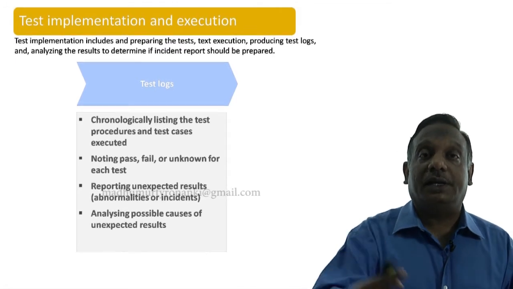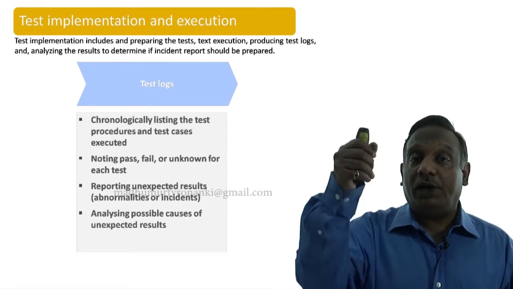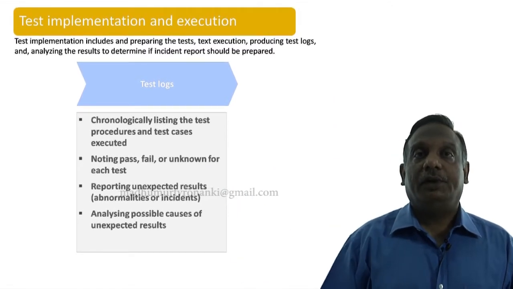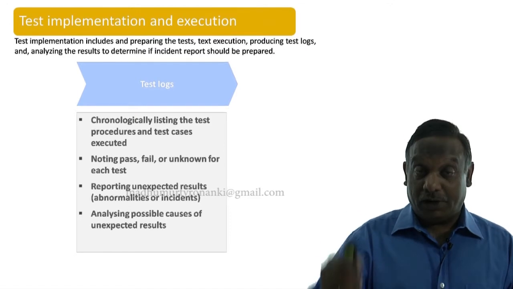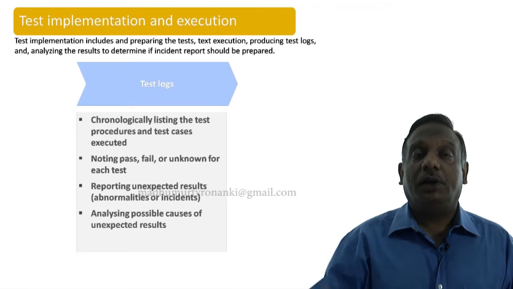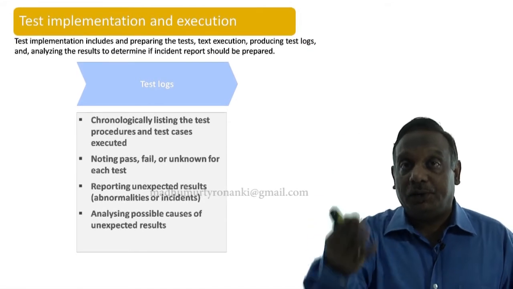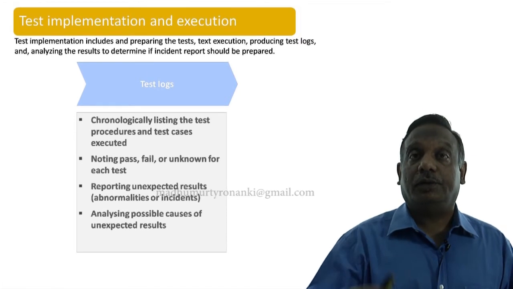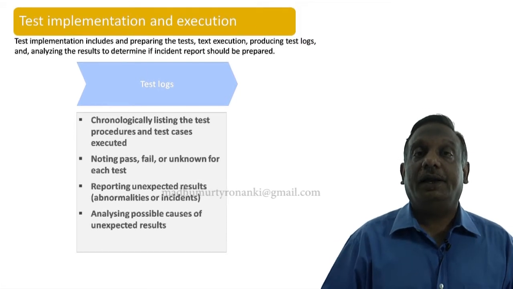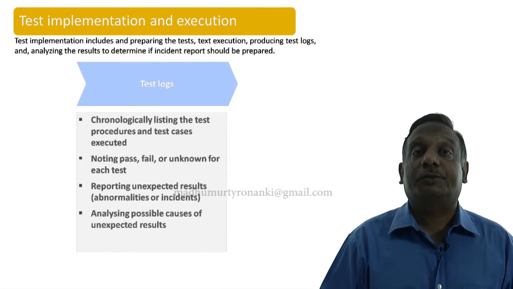You chronologically list the test procedures and test cases executed. When you executed, what happened? You will note what has passed, what has failed, what is unknown at that time. You will have to log all of them. And also any unexpected incidents that happened during your execution process, you will log. And you will analyze some of the possible causes for those unexpected results.